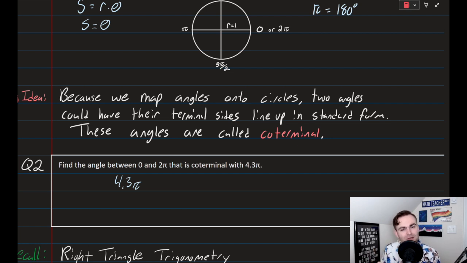And if it's less than 0, I need to add 2 pi to it. Remember, we can deal with negative angles. It just means that we went clockwise instead of counterclockwise. So I'm going to subtract 2 pi until I get a result that is within 0 to 2 pi, and I get 0.3 pi. So 0.3 pi would have the same terminal ray as 4.3 pi.